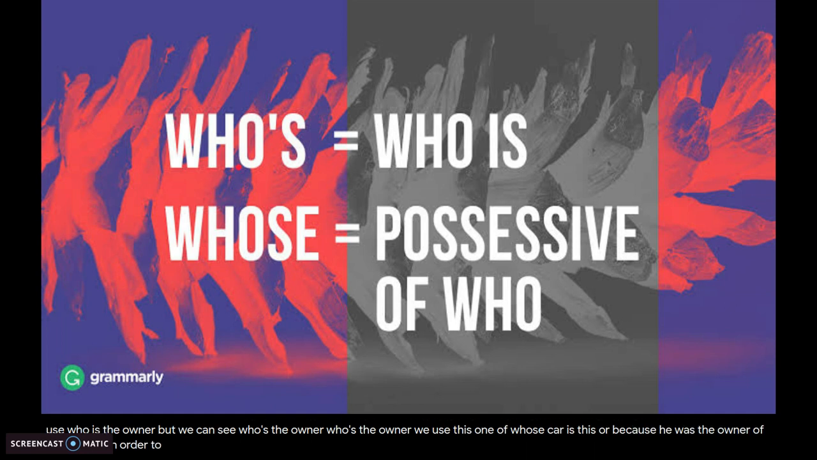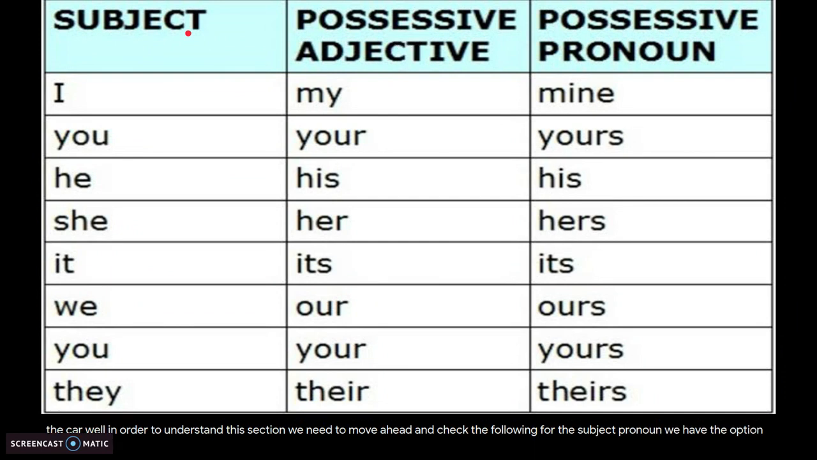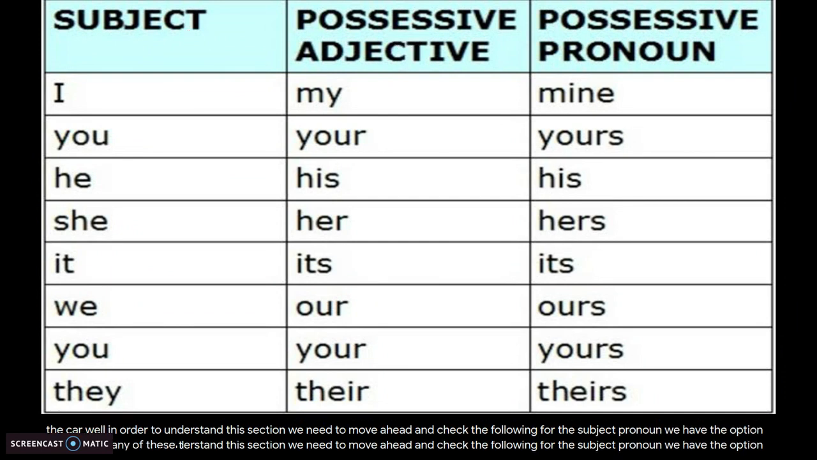Well, in order to understand this section, we need to move ahead and check the following. For the subject pronoun, we have the option to answer in any of these two forms. For example, if I say, whose car is this? We can say, it's my car, or we can say, it's mine.